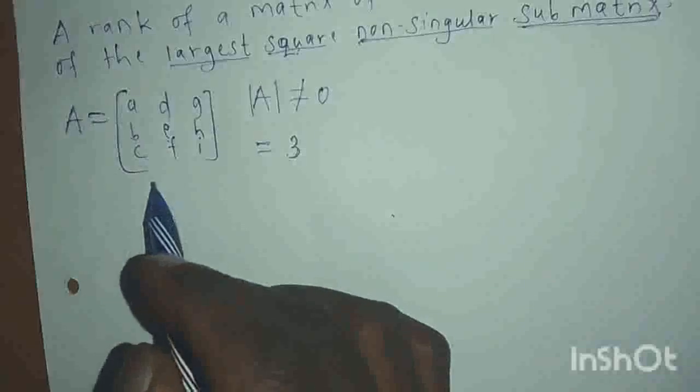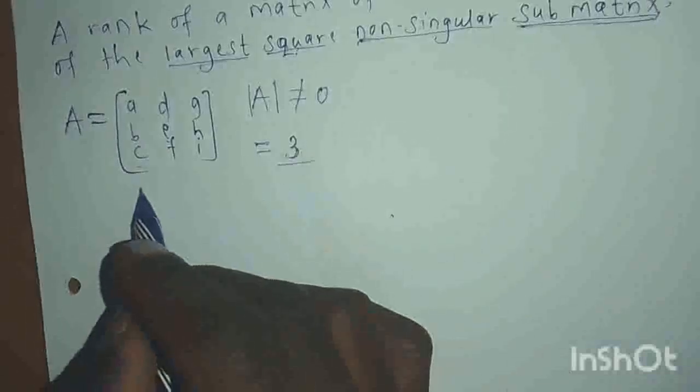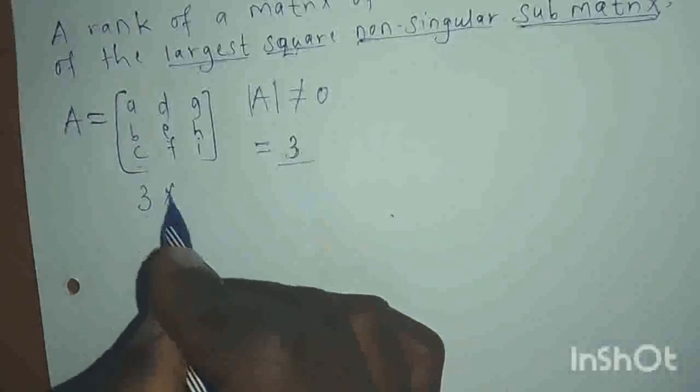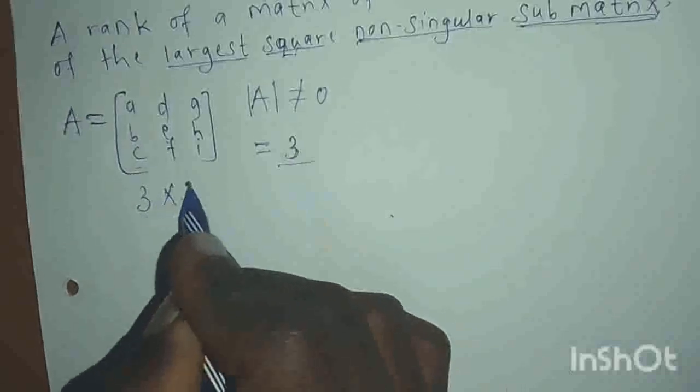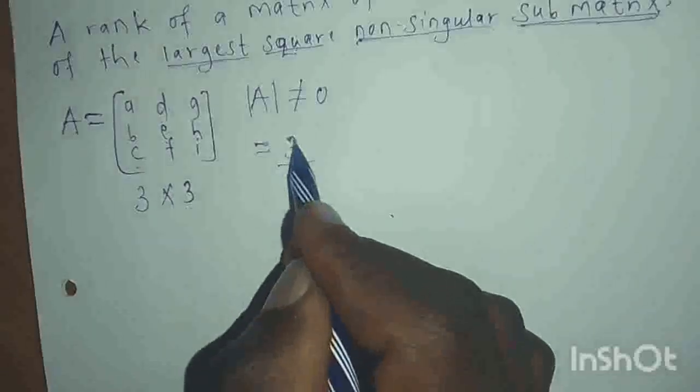So you may be wondering why we are saying 3. You see, the order of this matrix is 3 by 3. So the rank is 3.